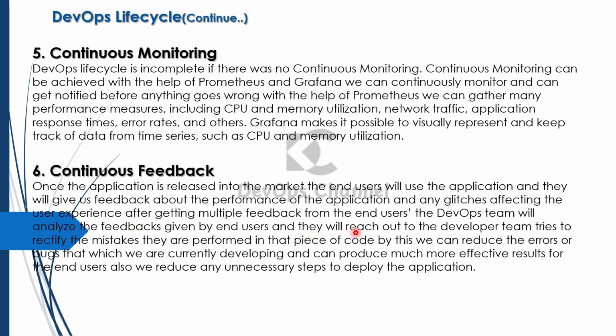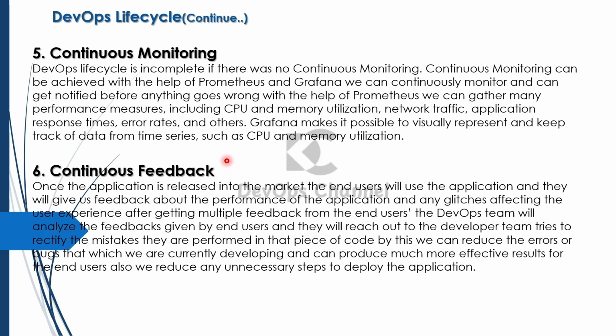Okay, and they will reach out to the developer team and try to rectify the mistakes they are making in that piece of code. By this we can reduce the bugs that we are currently developing and produce much more efficient results for the end user. Also, we reduce any unnecessary steps to deploy the application. Okay, so this is a very basic understanding of continuous feedback.